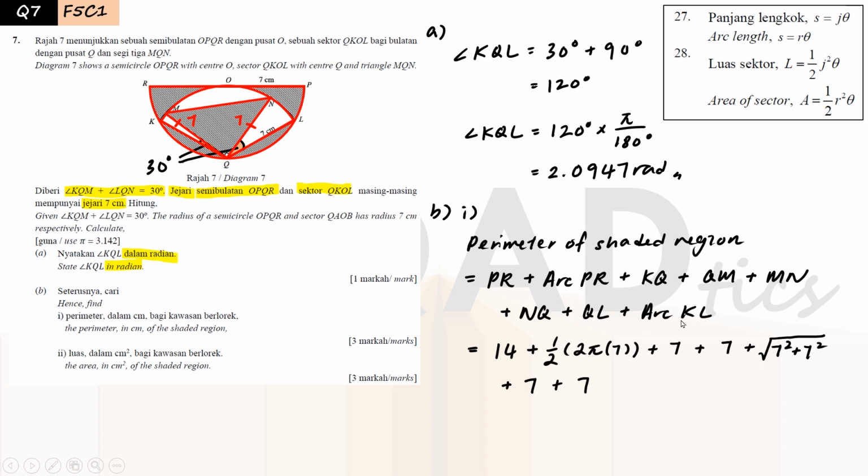And for arc KL, this is the arc of the sector, so we need to use this formula. We need to find the radius, which is 7, and the angle, theta here, is this angle, which is angle KQL, which we have found in part A just now, so we're going to multiply with this value. Once you sum up everything, you will get the total perimeter, which is 88.56 cm.